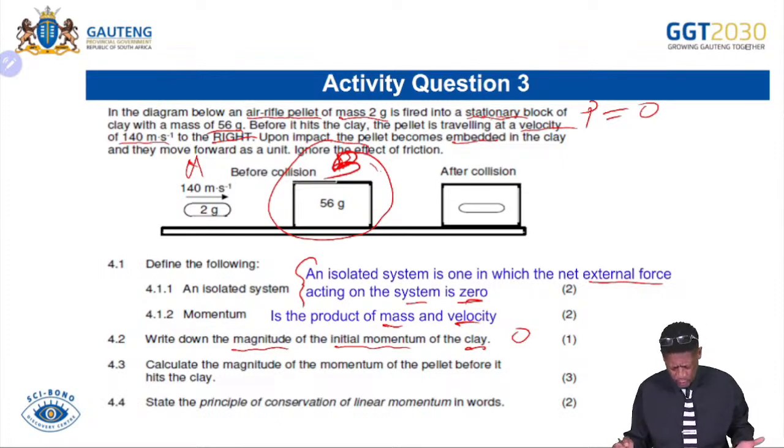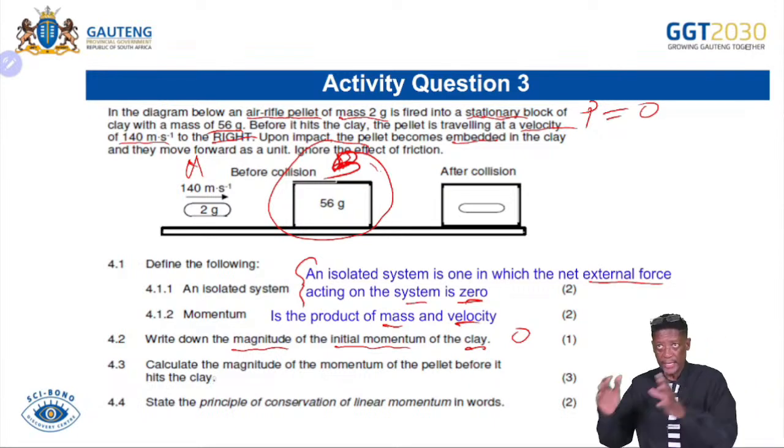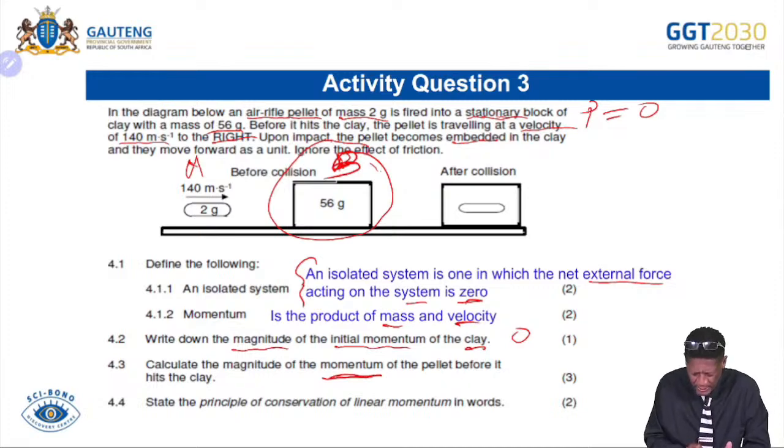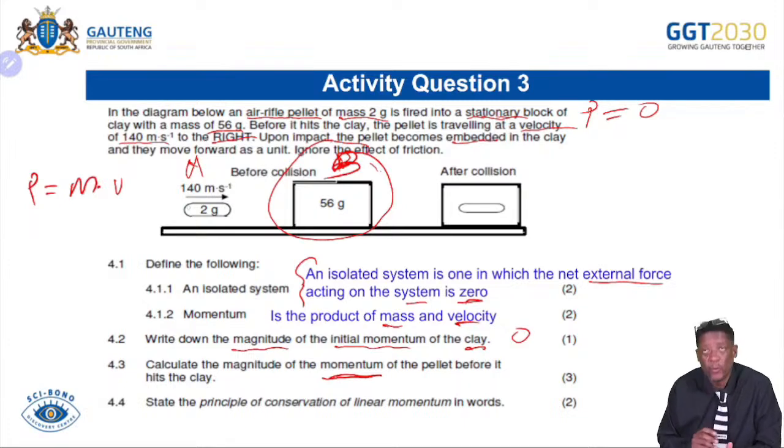So the stationary tells you, calculate the magnitude of the momentum of the pellet before it hit the clay. Before it hits the clay, at the initial start, before it moves. So we want to calculate the momentum. Calculating the momentum, we know that p equals mv. Now we are given the v there, and we are given the m there, which is 2 grams.